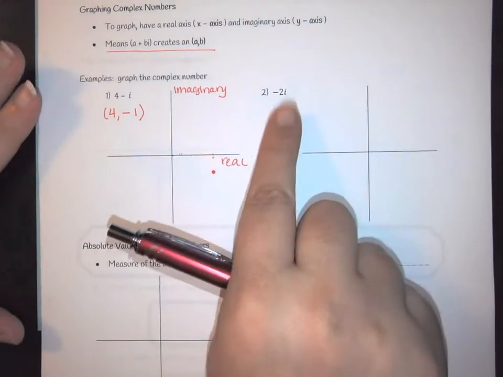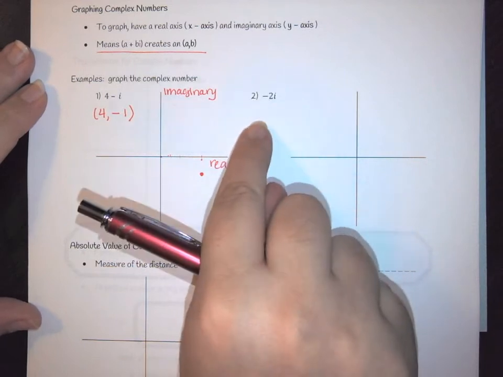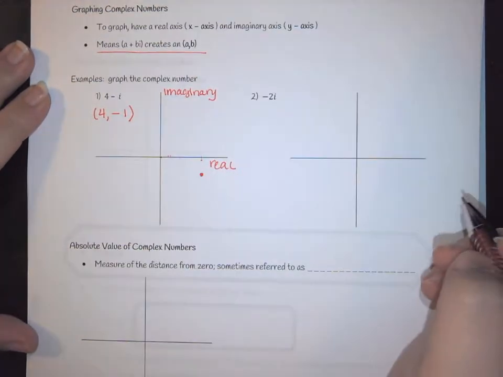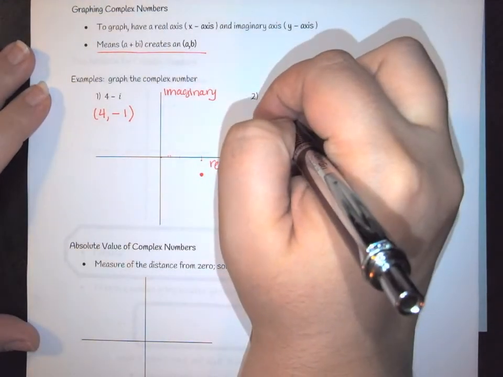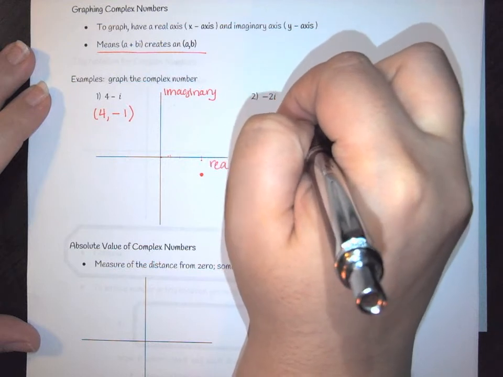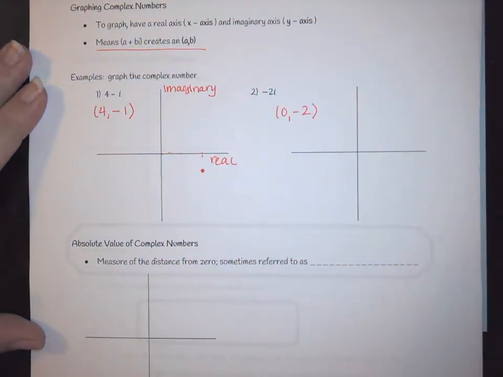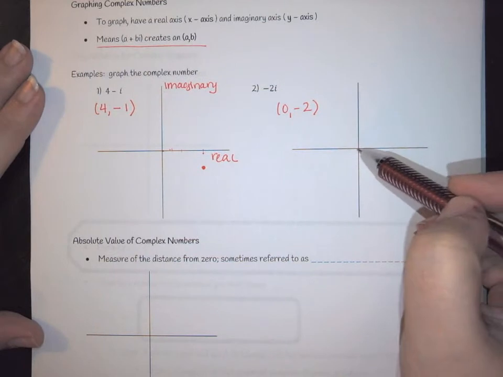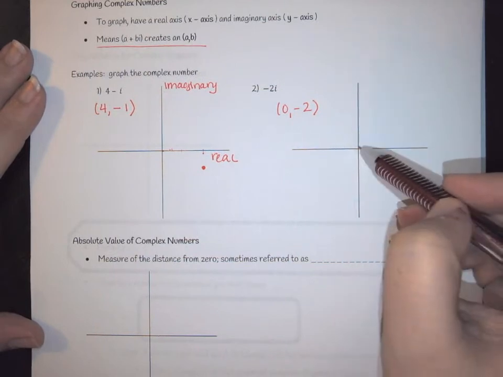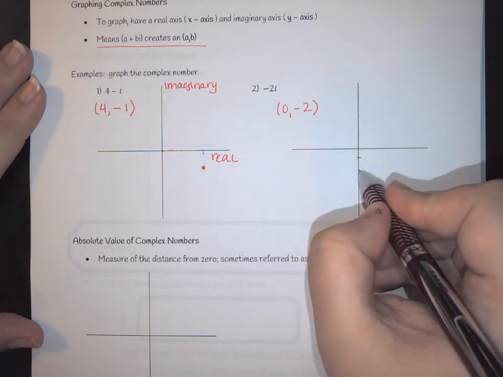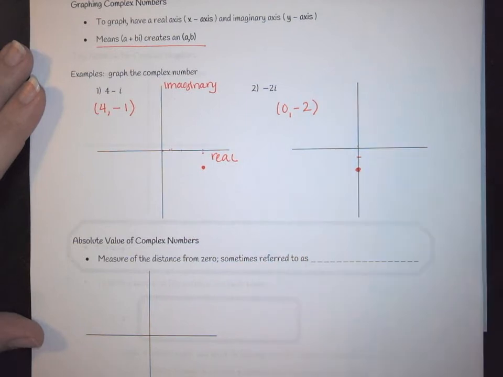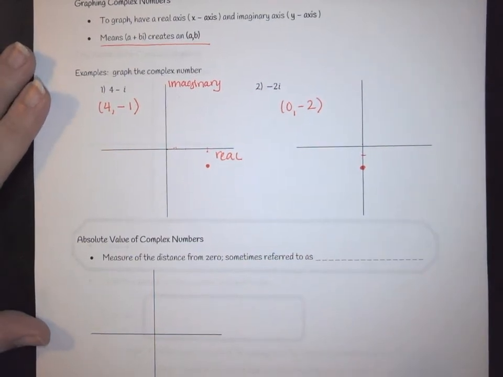Now if we look at the second example here, notice I don't have any a terms. So in this case, I actually have the point 0, negative 2. So again, this would be going over x and y none, but we would go down 1, 2, and there would be your point. Okay?